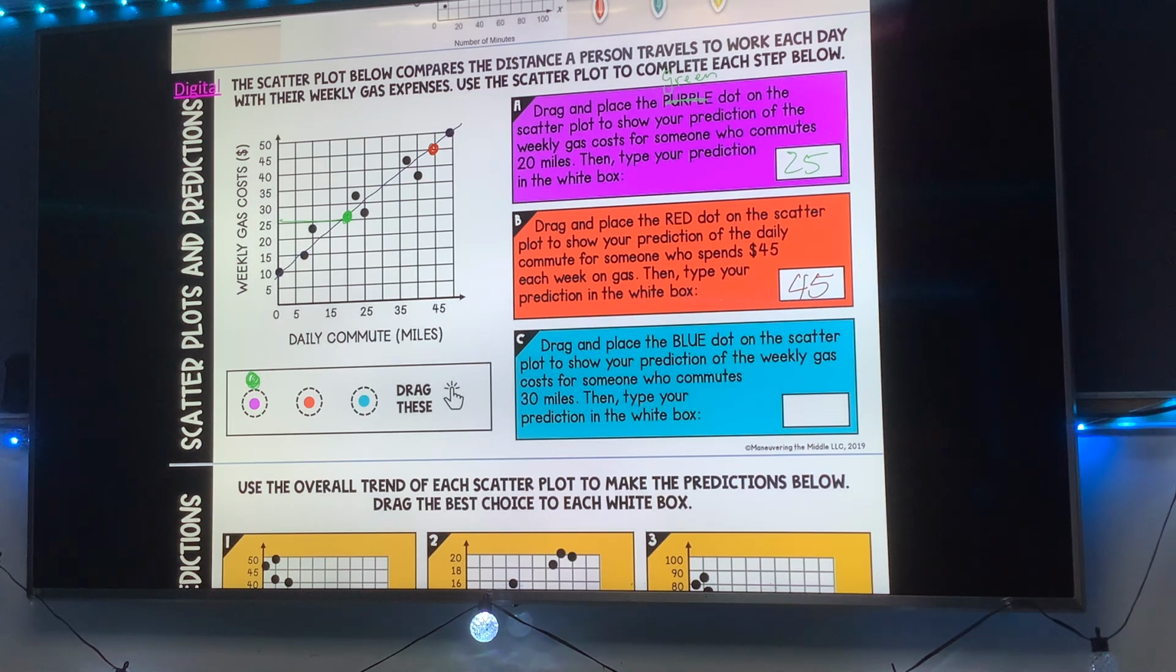Now we'll drag a blue dot to show your prediction of a weekly gas cost for someone who commutes 30 miles. So as you see, you have to watch and see which axis you're starting on, or they're going to have that answer there to get you. If I am going 30 miles, I'm at a cost of 35.